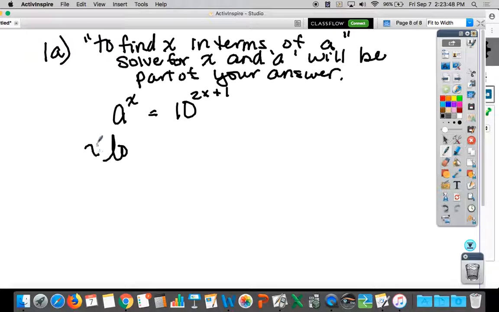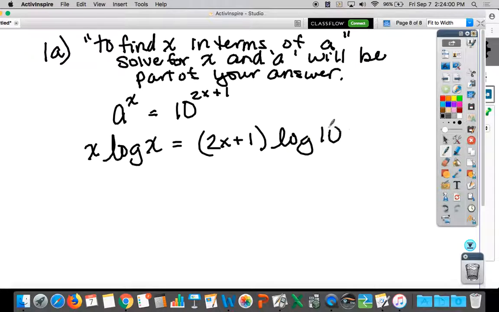So I'm going to do x log a equals, now I have a binomial here that I'm moving to the front, so I'm going to put that in parentheses. Everybody's following me so far? So one thing I know that helps me to simplify here is what? Oh, that should be log A, I'm sorry. And what did y'all say about log 10? That becomes a 1. So then that means I've got x log A equals 2x plus 1.